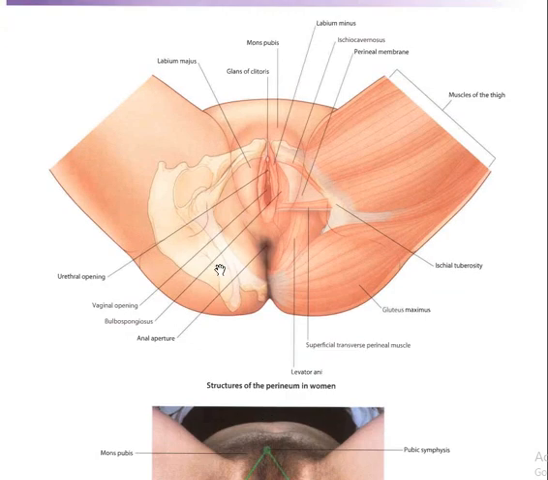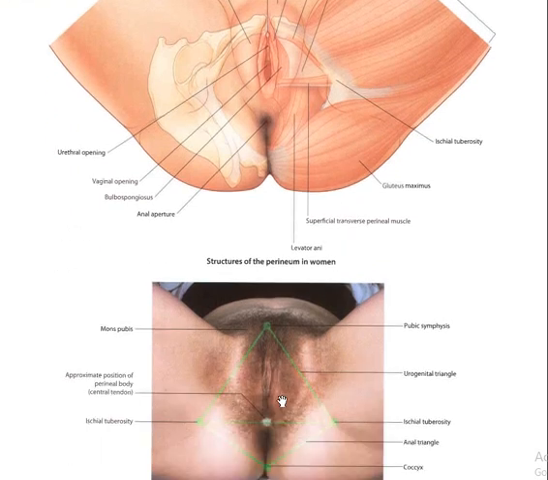So now let's visualize females. In females, at this position, you have the glans of the clitoris, the labium majus, the urethral opening, the vaginal opening, the bulbospongiosus, the superficial transverse perineal muscle, the levator ani, the ischial tuberosity, the labium minus, and the ischiocavernosus. So this is how you are going to visualize.